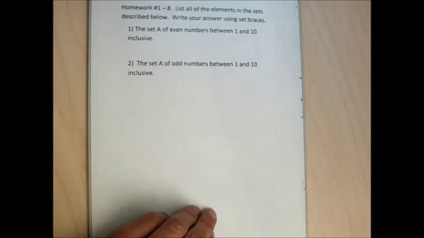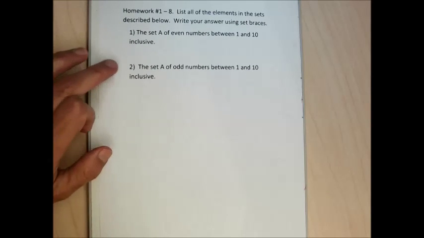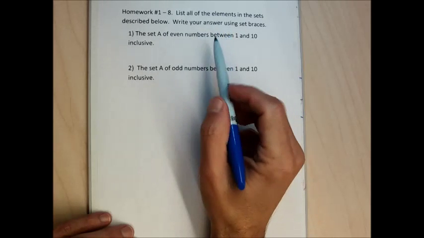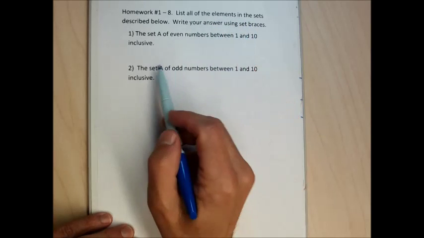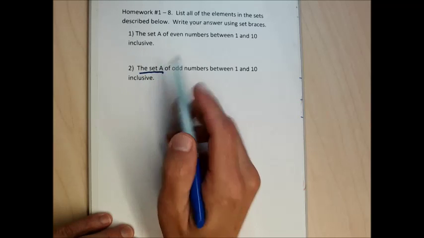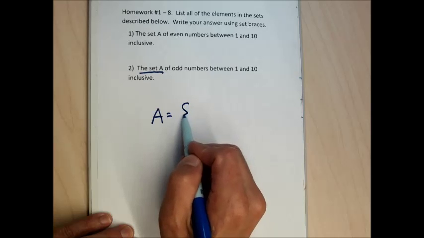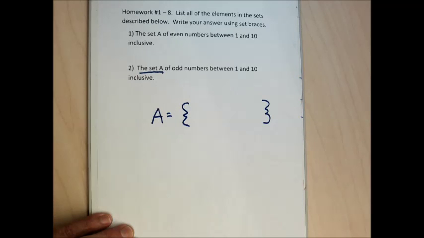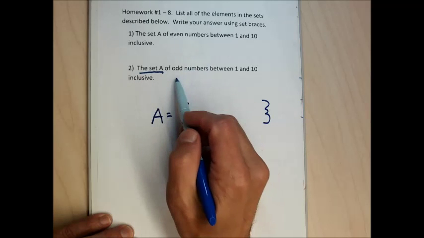Finally, going to get to some homework problems. So question 1 is your homework problem. Mine is question 2. So I'm going to try to do question 2. I'm supposed to list all the elements of the set and write my answer including set braces. For question 2, the name of the set is A. So I'm going to write the name of my set A. I'm going to put a squiggly bracket. And then inside the squiggly bracket, I'm going to put the numbers that are in the set. And my set is odd numbers between 1 and 10 inclusive.